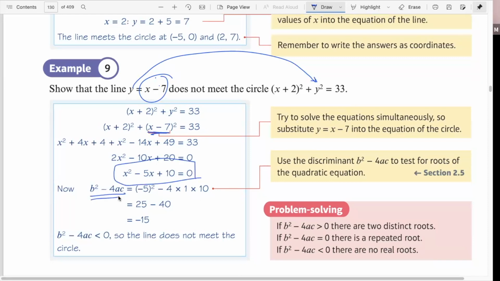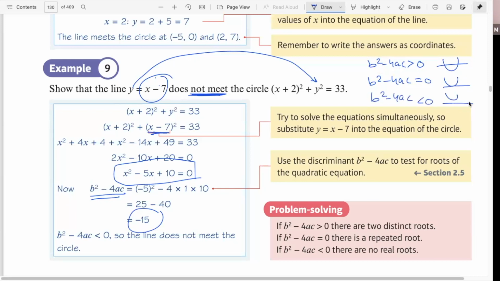Do you remember b square minus 4ac, the discriminant? Yes, sir. So the value of the discriminant is less than 0. b square minus 4ac. Show that the line does not meet. So we had 3 cases. If it is greater than 0, it meets at 2 points. If b square minus 4ac is equal to 0, it meets at 1 point. And if b square minus 4ac is less than 0, it does not intersect.